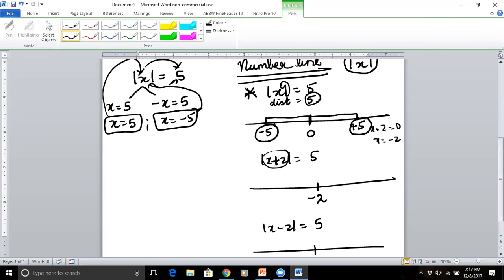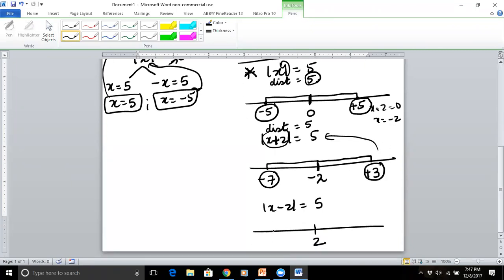Similarly here, mod of x plus 2 is equal to 5. I know that the origin is at minus 2. So this is how you read this mod. The distance from the origin, that is minus 2, has to be equal to 5 units. So from the origin minus 2, I need to travel 5 units to the right. If I travel 5 units to the right, I'm going to end up at plus 3. Or I can travel 5 units to the left, where I'm going to end up at minus 7. So minus 7 and plus 3 are the solutions of this modulus.